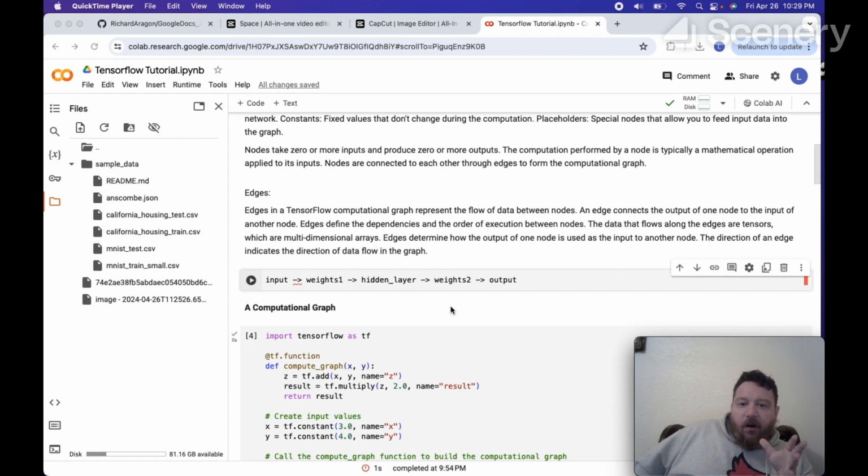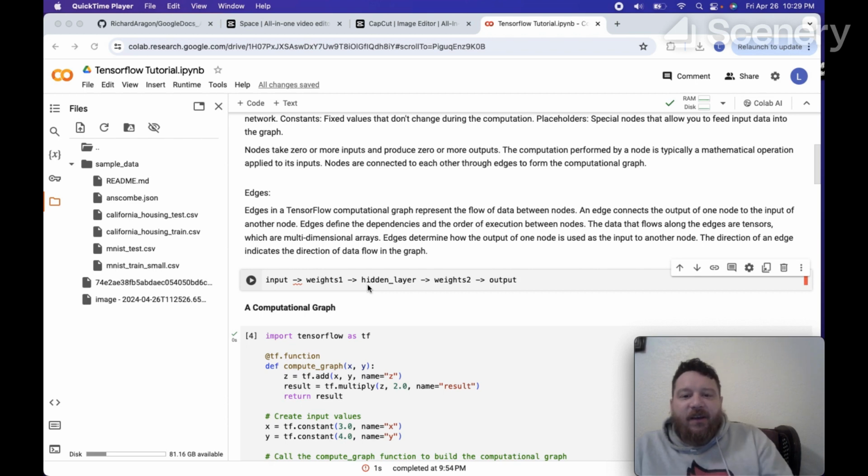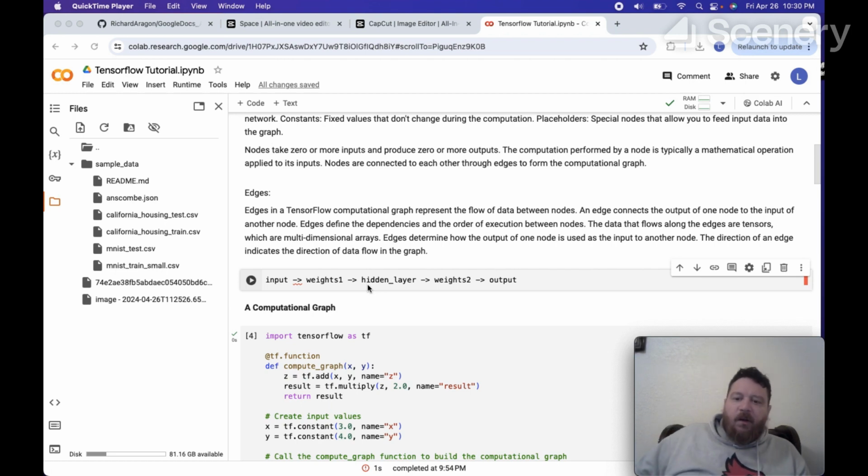Explaining exactly what edges are and what this looks like overall, we can see this code example here, where we have the input, then weights 1, hidden layer, weights 2, and output. This is a very simple one-layer neural network that we're looking at here. It starts with the input, which is our first node, and then we have our direction, which takes the output of the input and goes over to our next node, which in this instance is weights 1, telling us the direction to go.